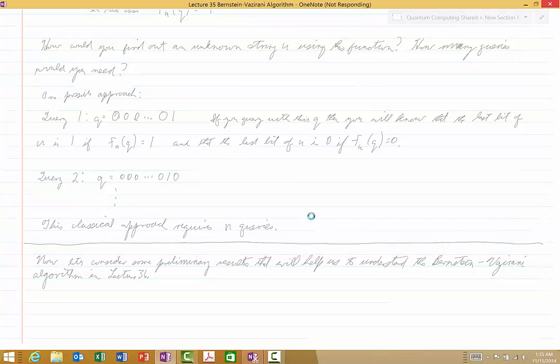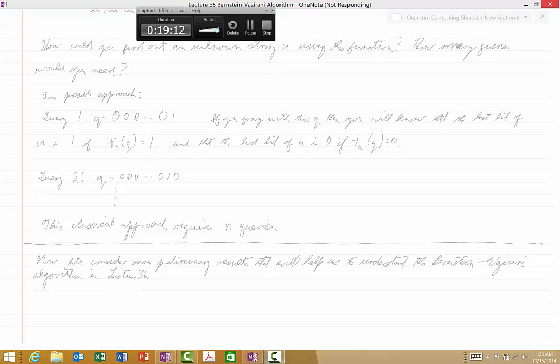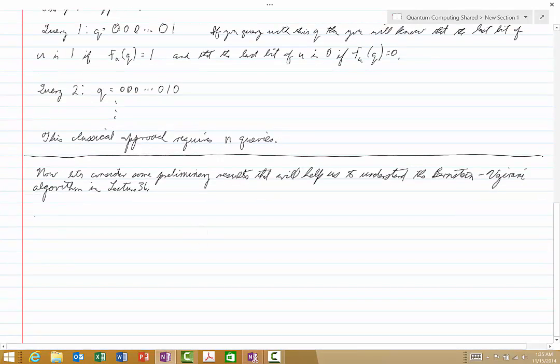Okay, the first preliminary result that we would like to consider is the following one. It says that -1 to the U dot Q plus Z dot Q power is the same as -1 to the U exclusive or Z dot Q.